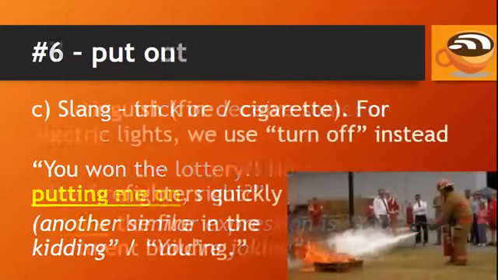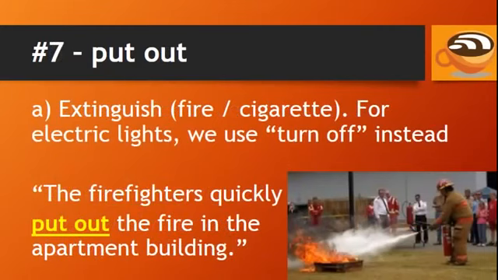Number 7. Put out means to extinguish a fire or cigarette. For electric lights we use turn off instead. For example, the firefighters quickly put out the fire in the apartment building.